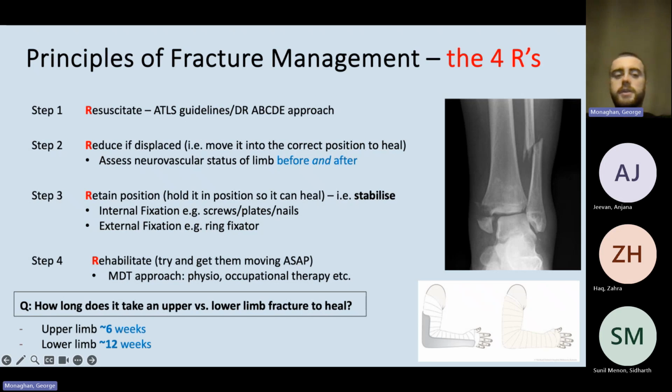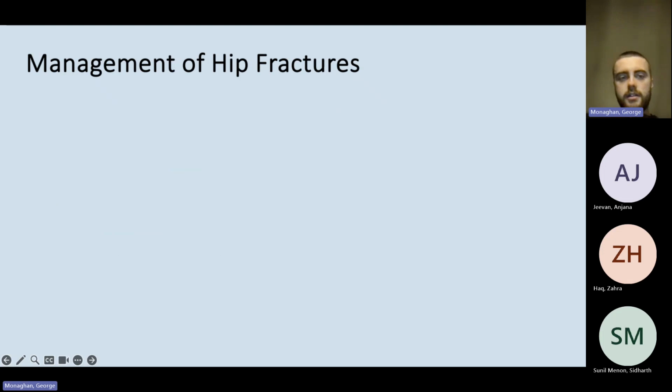So upper limb 6 weeks, lower limb 12 weeks is the general rule. Obviously, there's some variation in that, but the general rule is upper limb will be 6 weeks to heal, lower limb will be a 12-week healing process.